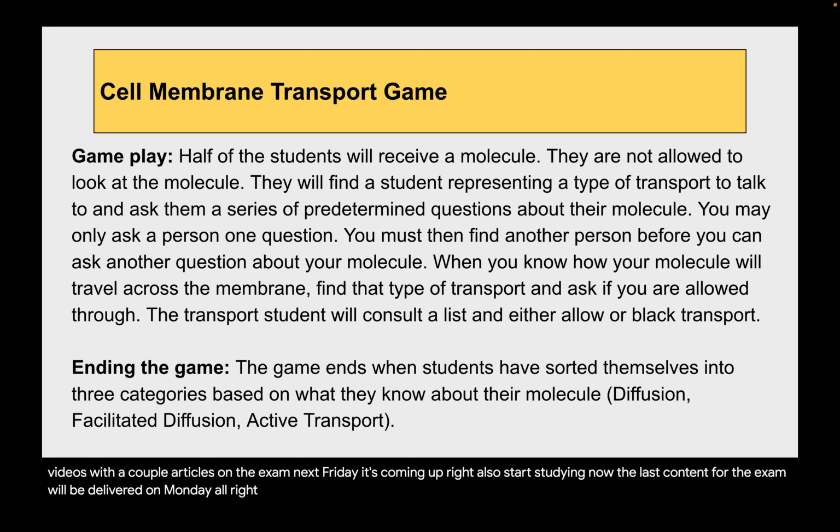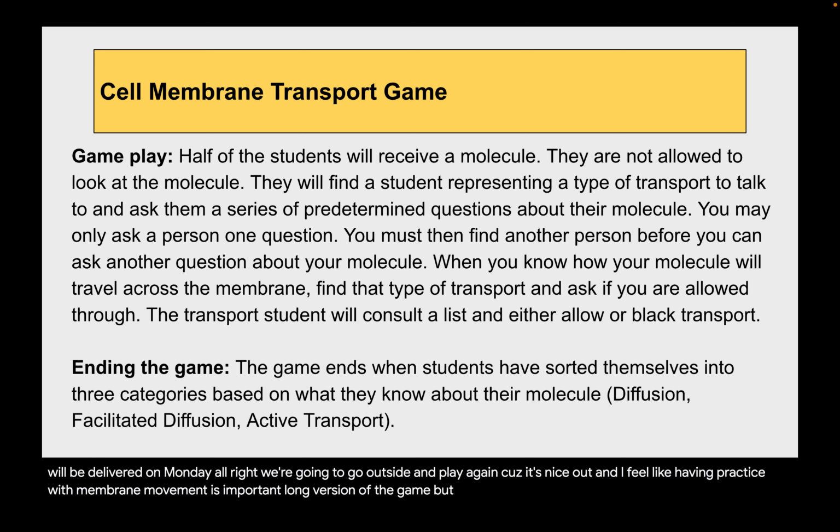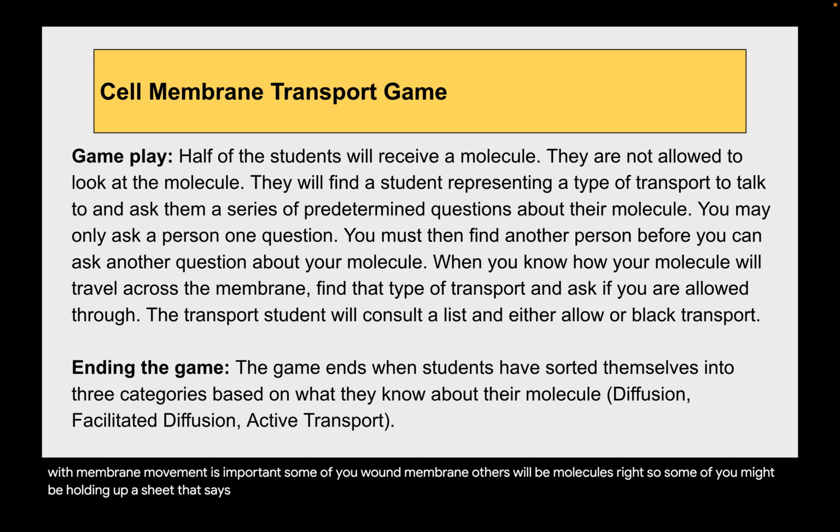All right. We're going to go outside and play a game because it's nice out, and I feel like having practice with membrane movement is important. This is a long version of the game, but essentially, once we get outside, we'll split into two groups. Some of you will be the cell membrane. Others will be molecules. Some of you might be holding up a sheet that says, I am part of the cell membrane that can do simple diffusion.